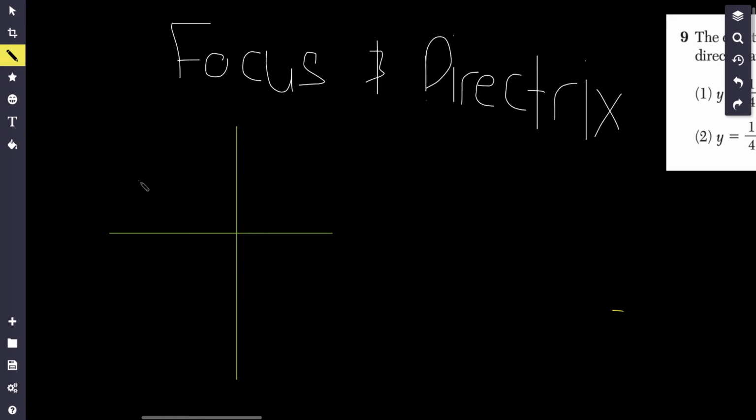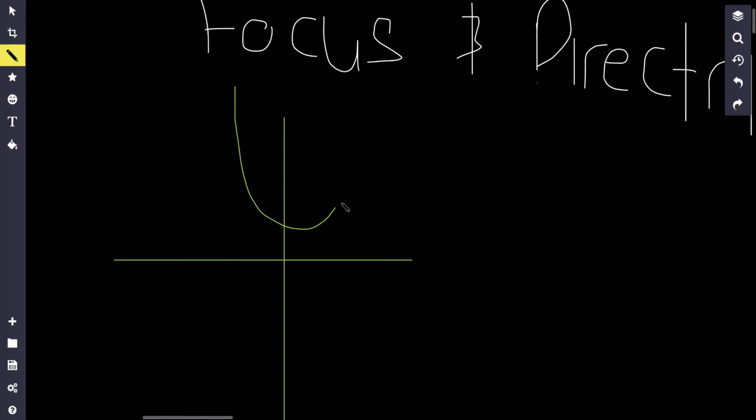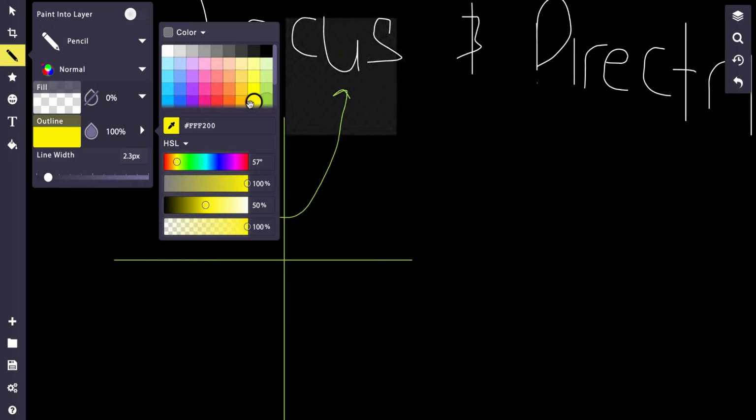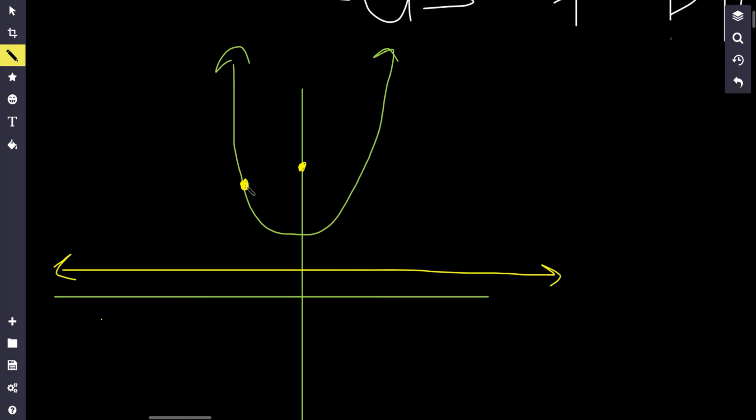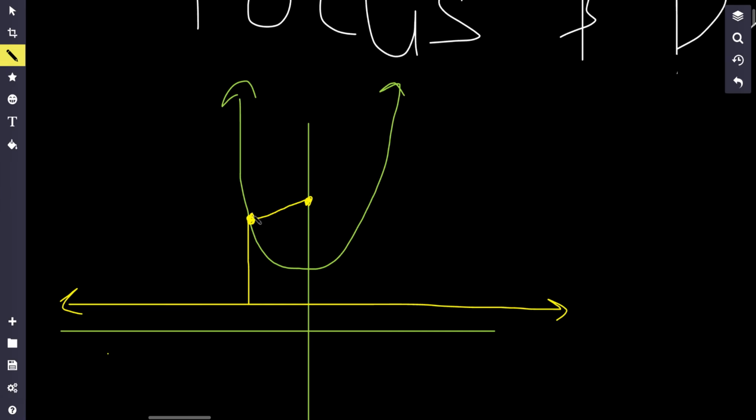The math definition for a parabola: imagine if I draw a parabola. The definition of a parabola is the set of all points that are equidistant from a point and a line. So basically, if I pick any point on this parabola, it's going to have equal distance from the point, and it's going to have equal distance to the line.